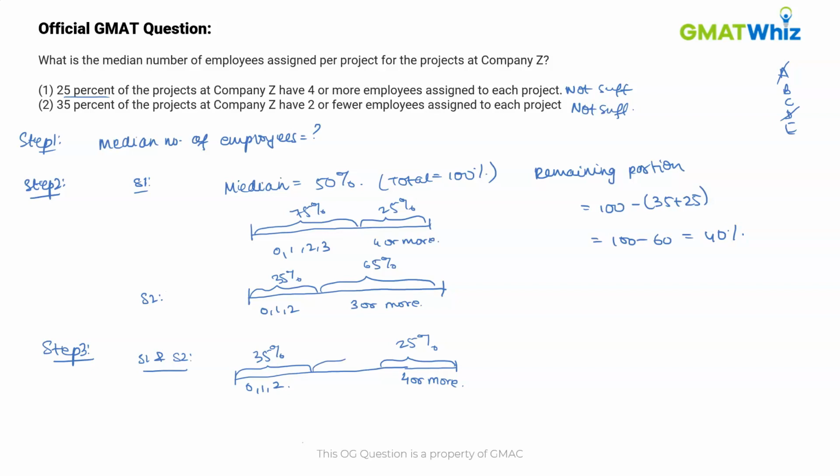So the remaining 40% will have 3 employees. Now, this starts from 36% to 74%. Now we can see that 50 lies between 36 and 74. So the median will be equal to 3. Thus, statement 1 and statement 2 are sufficient together, and the correct answer is option C.